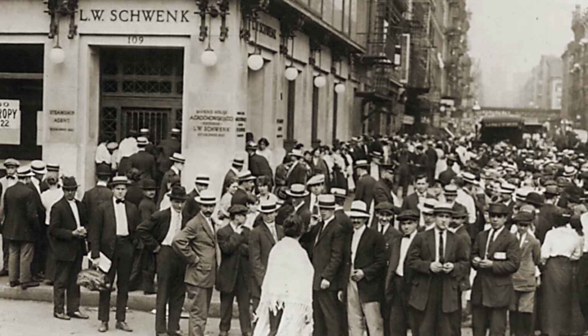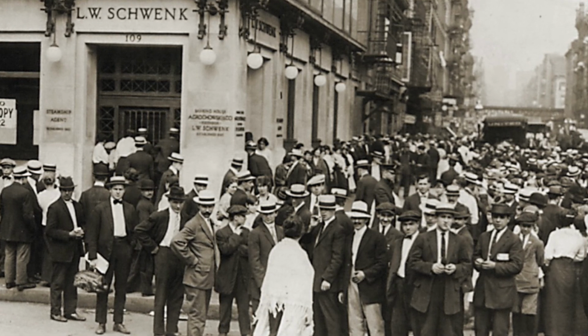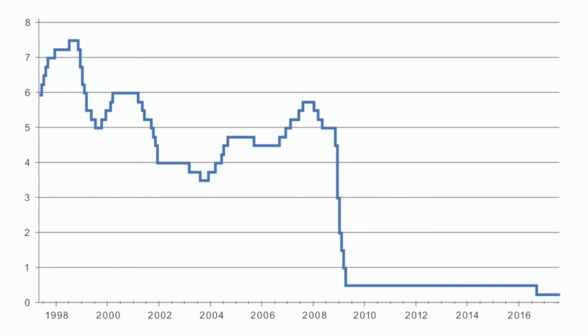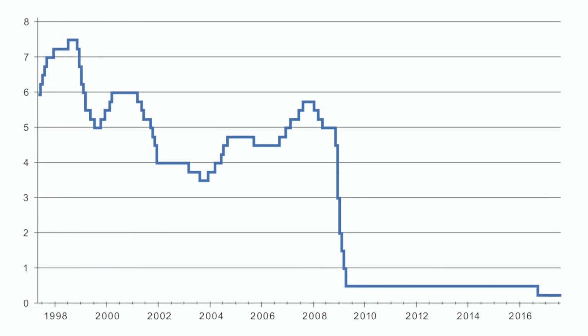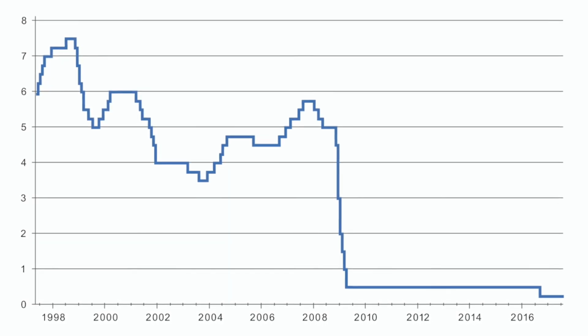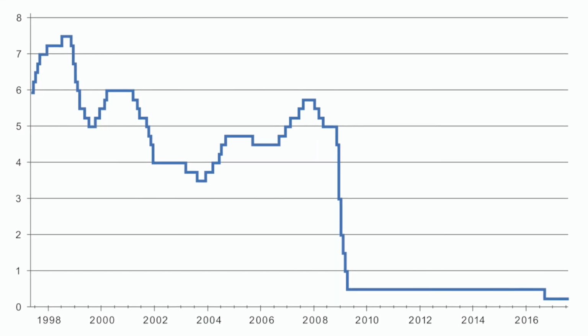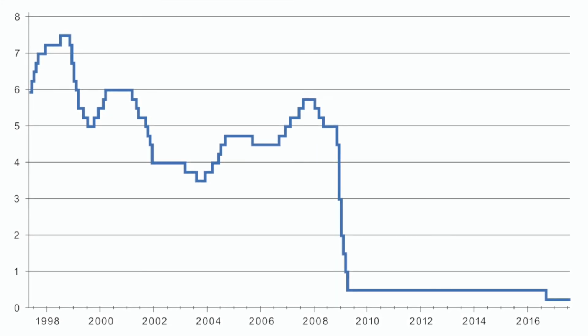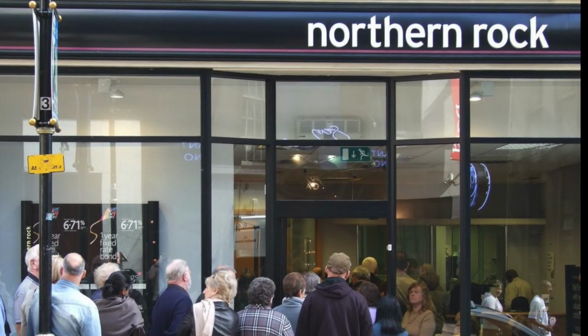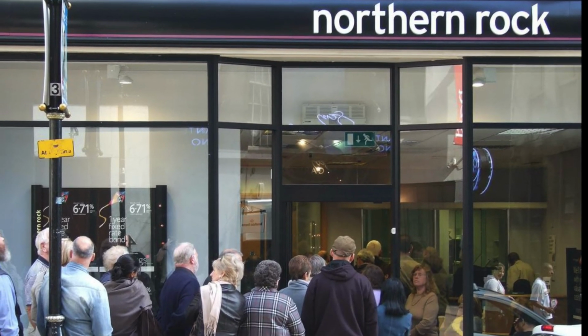Now a negative with deposit insurance though is that depositors don't have an incentive to monitor their bank's behaviour, and they therefore choose the bank with the highest interest rate. However, the banks with the highest interest rates will also be the ones taking the greatest risks, and this leads to a greater chance of a financial crisis and bailouts of banks.